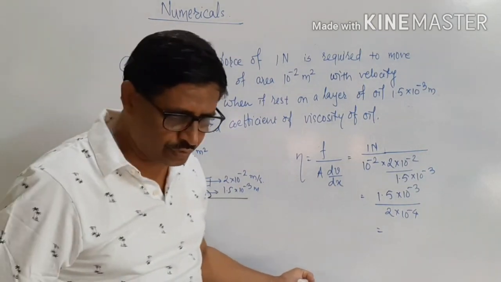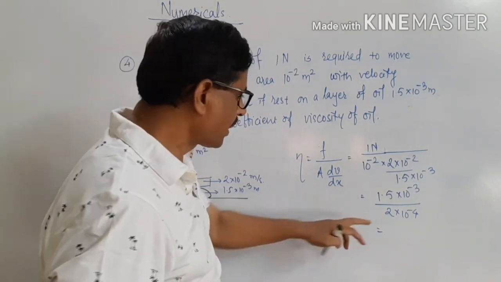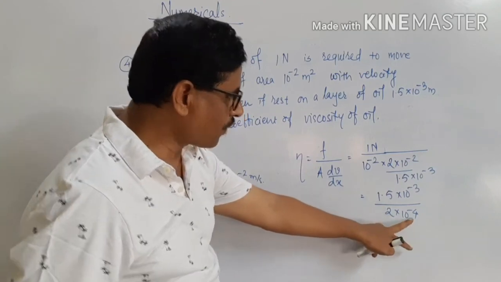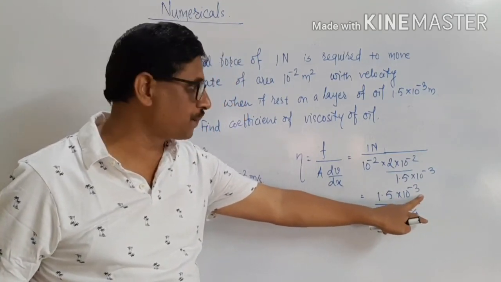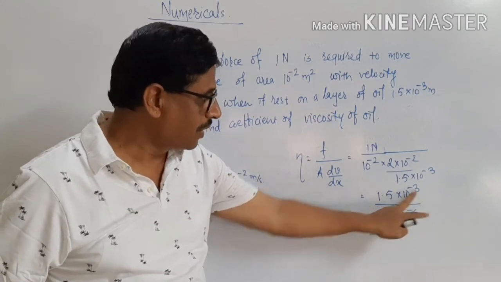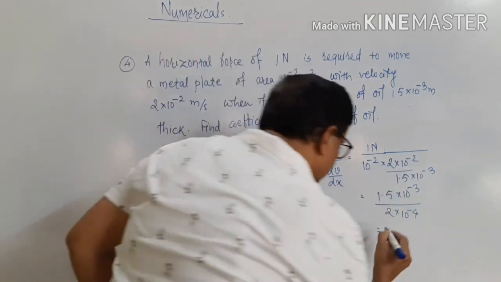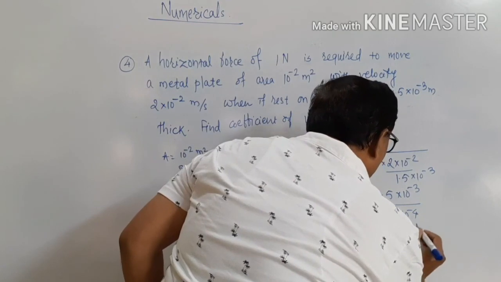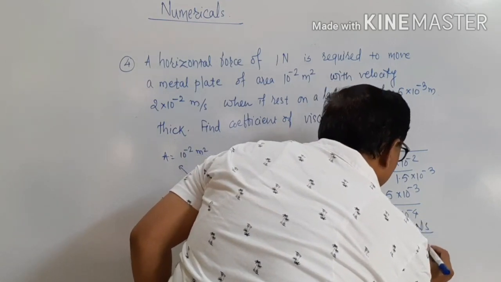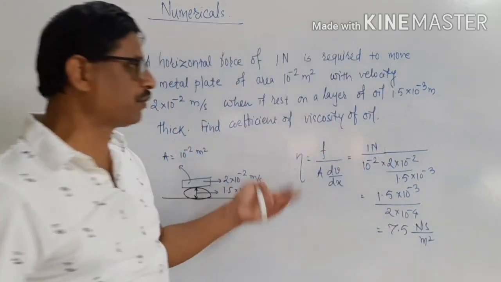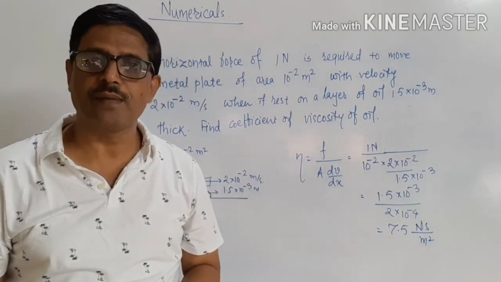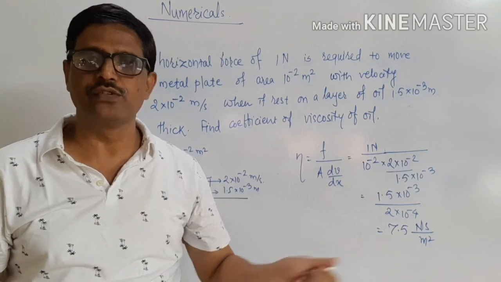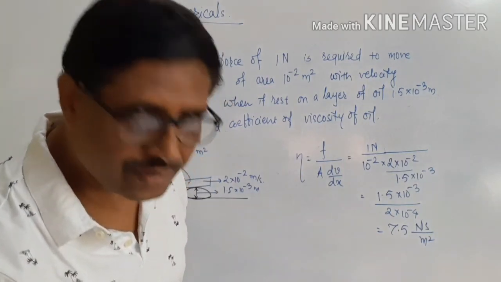And at last what you will get here is 10 to the power minus 4. When it goes in the numerator, it will be 10 to the power of plus 4 minus 3 plus 1. It's 15 divided by 2. It should be equal to 7.5 Newton second per meter square. I hope you might have followed this one. It's again a simple formula. By substituting the values in the equation, you will get the required answer.